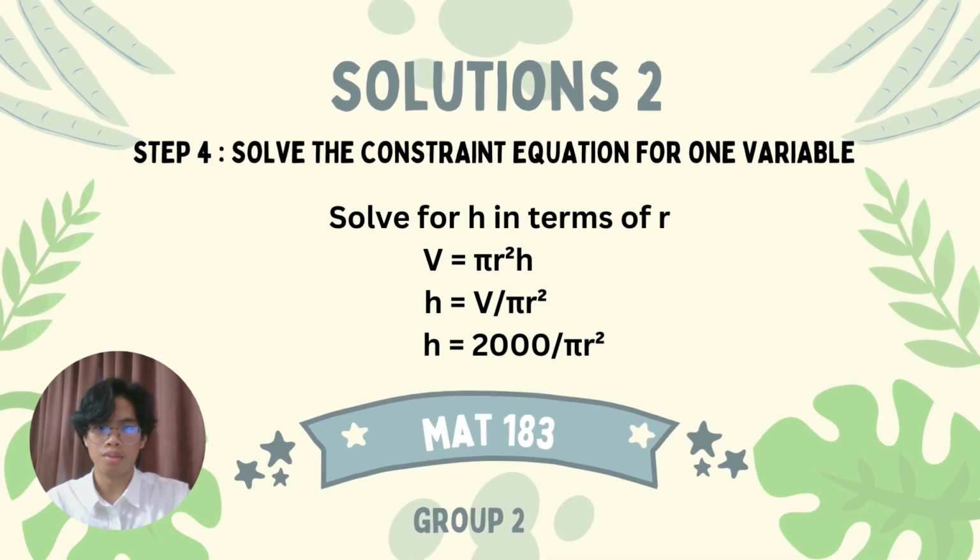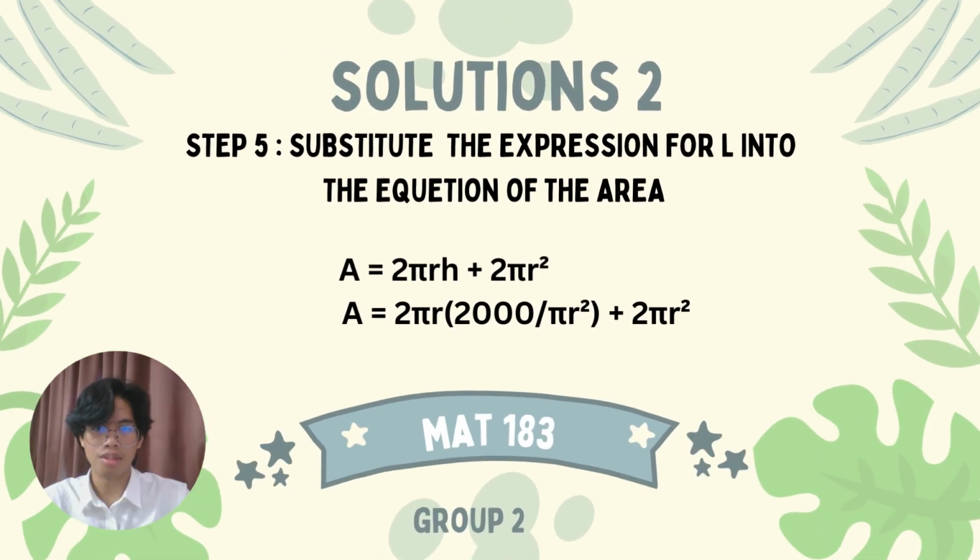Step 4, we need to solve the constraint equation for one variable. Based on the equation, we need to solve H in terms of R. So first, we write down the equation, which is V equals pi R squared H, and then we move pi R squared to the left and divide V by it, and we get H equals V over pi R squared. Then we fill in the value of V, which is 2000, and finally we get H equals 2000 over pi R squared.